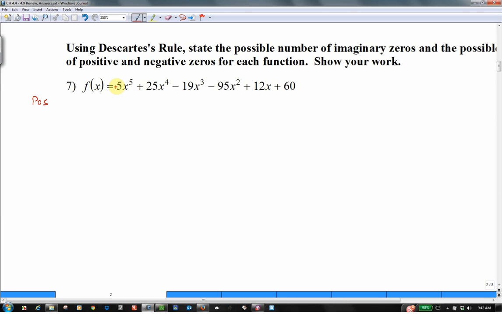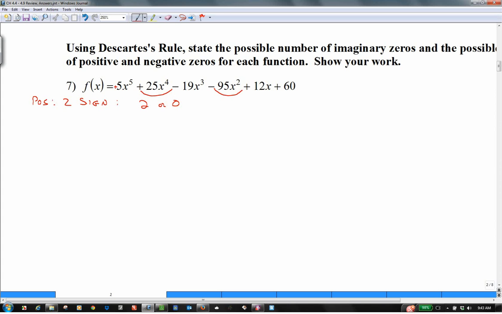So a plus to a plus, that's not a sign change. A plus to a minus, now this is a sign change. A minus to a minus is not a sign change. A minus to a plus is a sign change. And lastly, I have a plus to a plus. So I have 2 sign changes. And so what that means is I could have 2 possible real positive roots or a multiple of 2 less. So I could have a 2 or a 0 possible real roots.